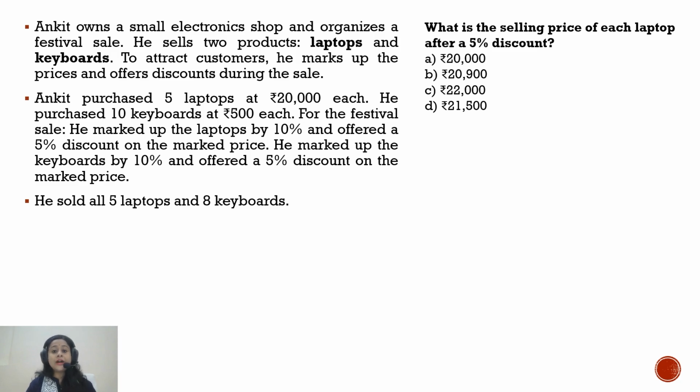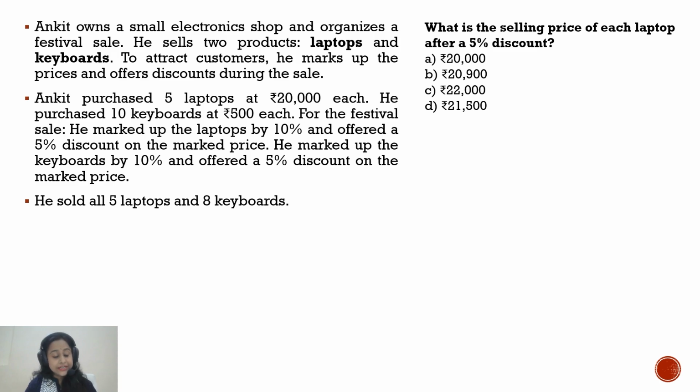So first, after purchasing laptops and keyboards, he marks up the price over and above the cost price. You have to always remember marking up means what is the marked price on the product. Whatever price is written over the product is called marked price, right? So over and above the cost price, he has a marked price, and after that, he is giving a discount to customers since it is a festival sale.